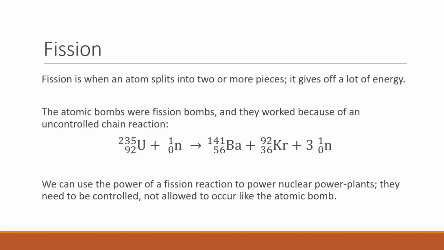Today we're going to wrap up our discussion on nuclear chemistry by talking about the two biggest types of nuclear reactions. Not decay, but reactions. And those are fission and fusion. Fission is when an atom splits or is forced to split into two or more pieces, and it releases large amounts of energy.